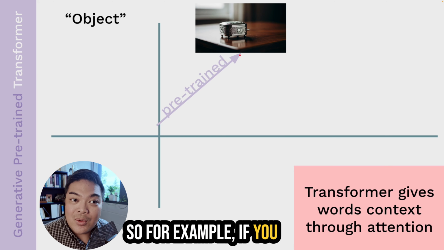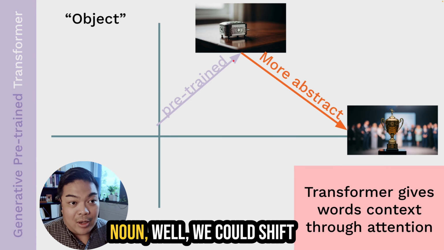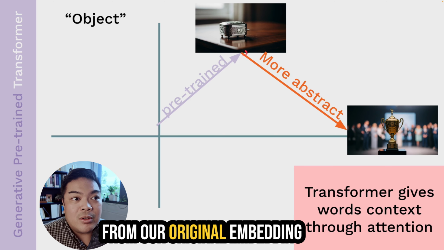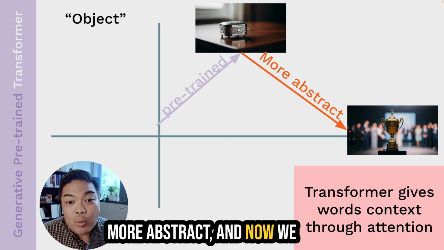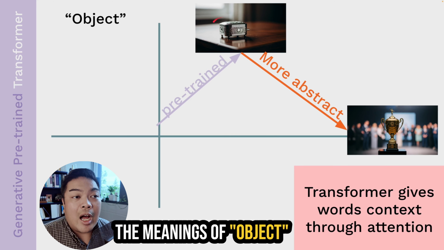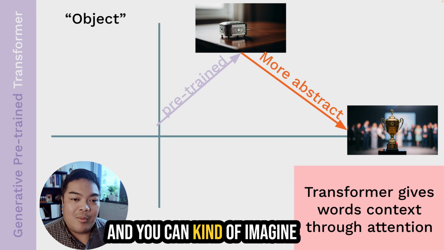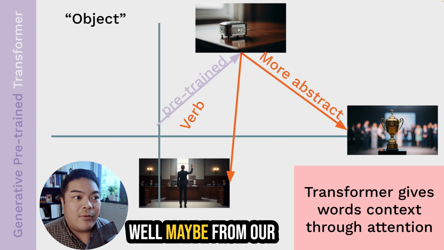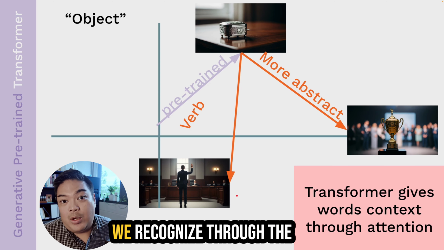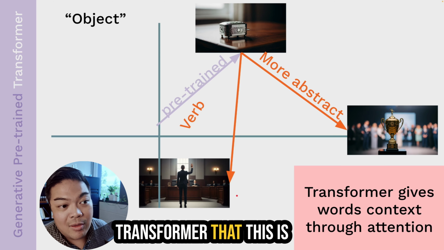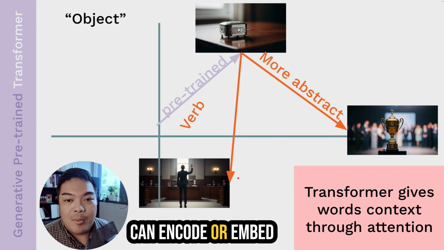So for example, if you use a sentence that is using the word object as a more abstract noun, well, we could shift from our original embedding to a completely different space that's a little bit more abstract. And now we have separation between the meanings of object on a table and the object of the game is to win. And you can kind of imagine for our third example, well, maybe from our pre-trained example, we can move in a completely different direction because we recognize through the transformer that this is probably going to be a verb. And when we push into a different space, we can encode or embed a different meaning.